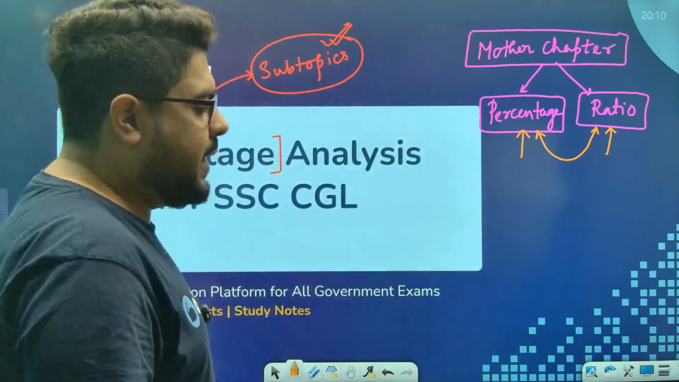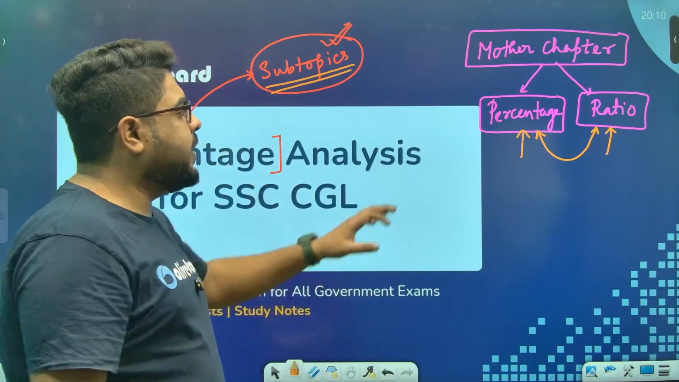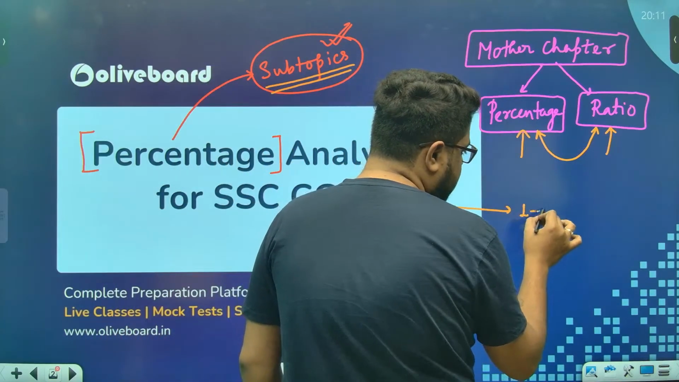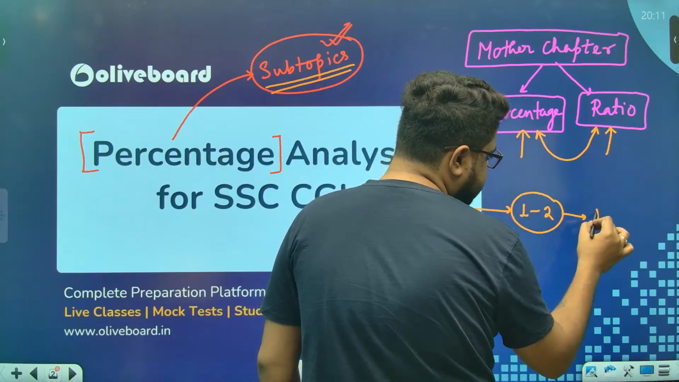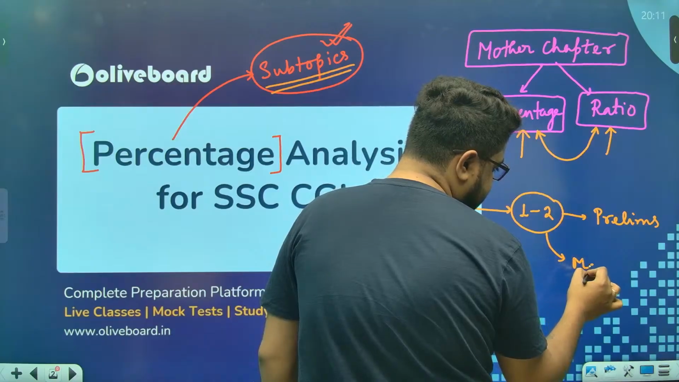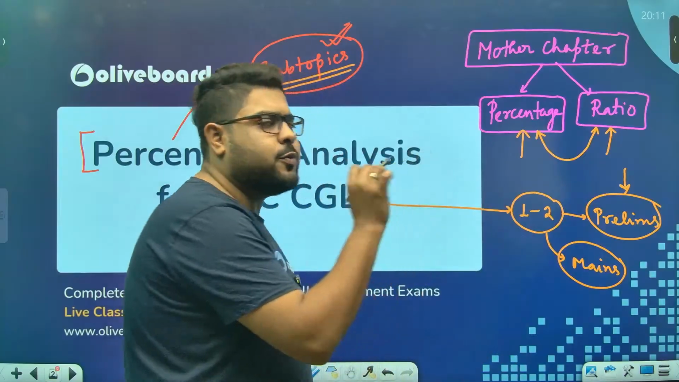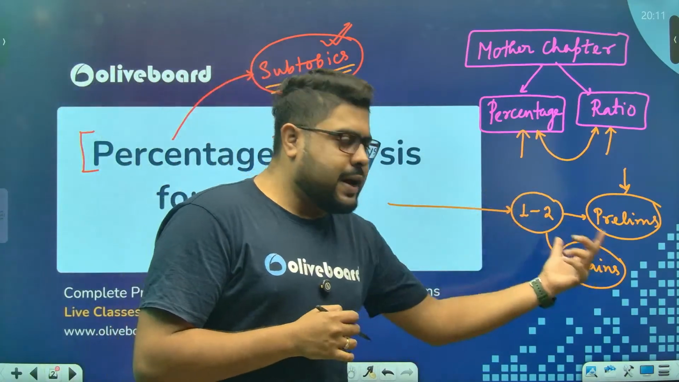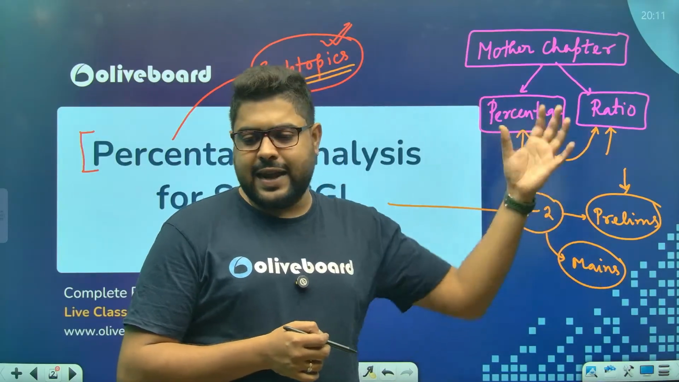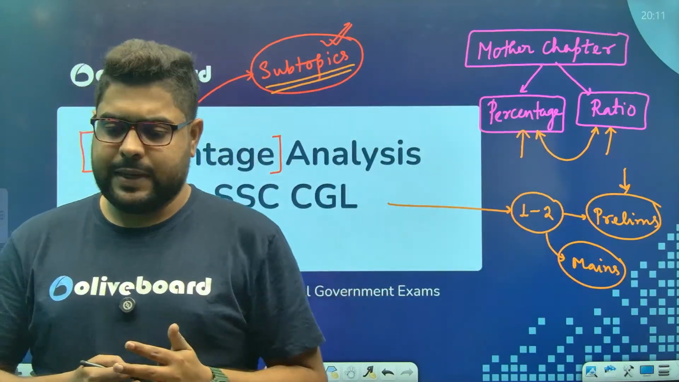Now, percentage subtopics. When we talk about only percentage, you can expect somewhere around 1 to 2 questions per shift in prelims or tier 1, and similar numbers in mains as well. In mains the number is generally 1. Why? Because they combine the percentage concept with some other chapter. Because they are mother chapters, they can combine a slightly complicated concept with some other chapter as well.